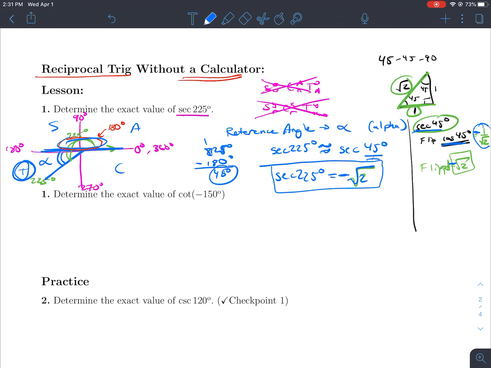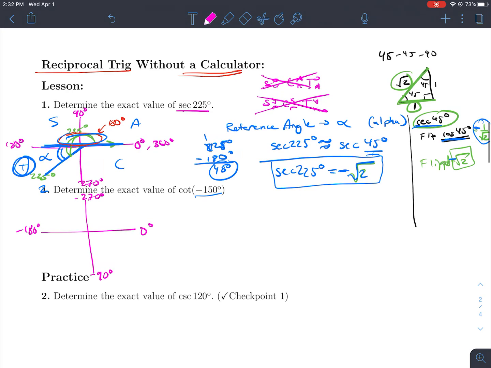All right, now that problem was pretty complicated. So let's take a look at problem number 1 down here, which is really problem 2, sorry about that. This one is a little bit tricky. It's got negative 150 degrees. Let's put zero degrees, negative 90 degrees, negative 180 degrees, negative 270 degrees, because negative angles rotate the opposite direction.